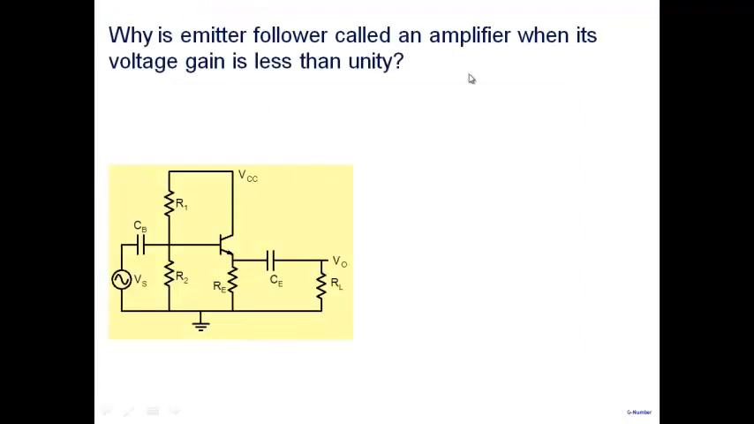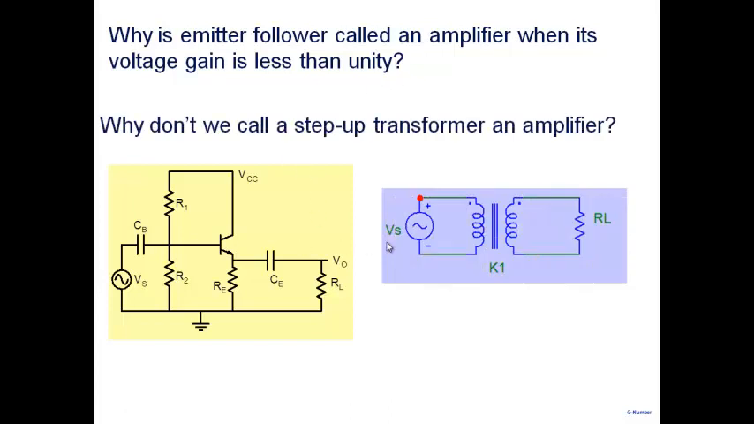All right, interesting issue is, why is this emitter follower being called an amplifier when its voltage gain is less than unity? Why don't we call it a step-up transformer and amplifier? The obvious issue is, as we said right in the beginning, to call an entity an amplifier, it has to have power gain. So a transformer can step up the voltage, but the power gain will be less than 1. Some losses will be there in the transformer here.